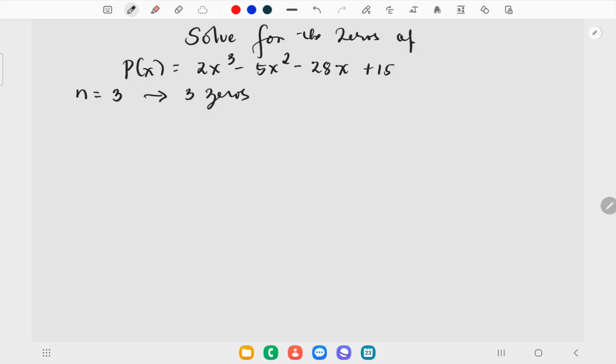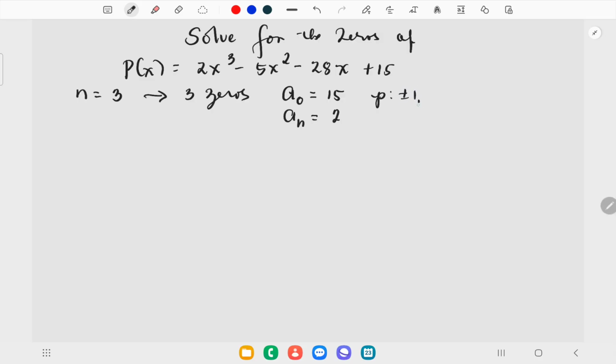We also take note of the constant term of the polynomial, denoted by a sub 0, and that is 15. We also note the leading coefficient, which is 2. We get all the factors of the constant term and write them under the P. Write the factors in ascending and organized manner such that we will not be missing anything.